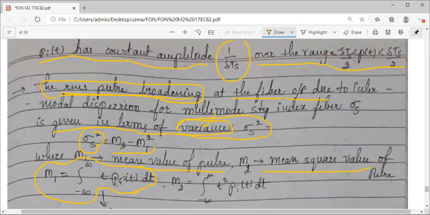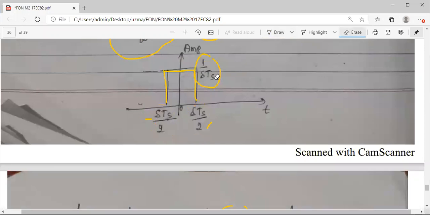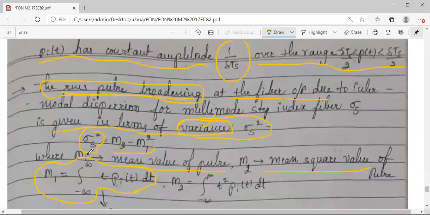But there is no need to go further in this calculation, because if you see, this pulse is a rectangular pulse, and both sides are equidistant from this 0. So what is the mean value here? Mean comes to 0, because the pulse is symmetric on both sides. When you calculate its mean, it comes up to 0. So no need to calculate M1, so this will be discarded. You have to simply calculate M2 so that you will get sigma S square, which is the variance. So what is M2?